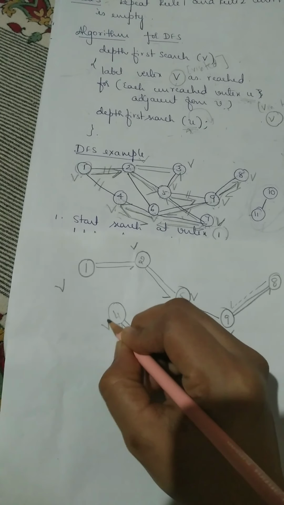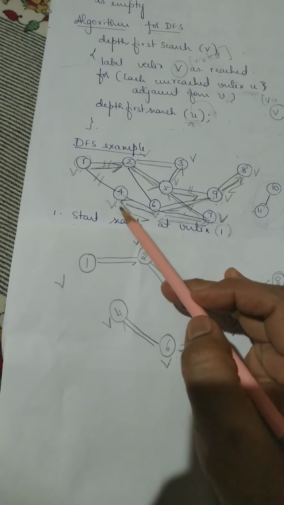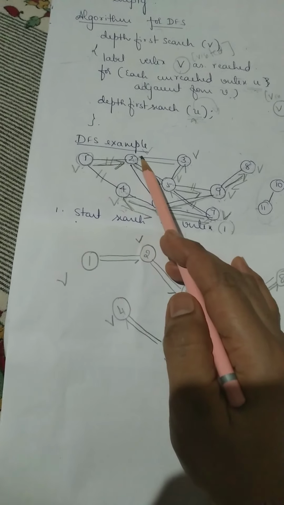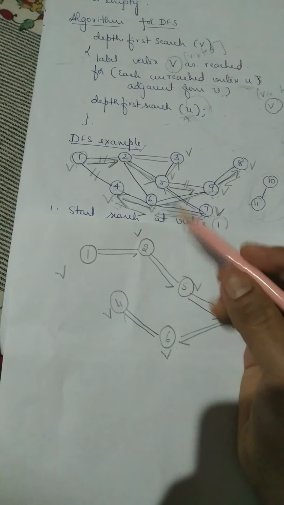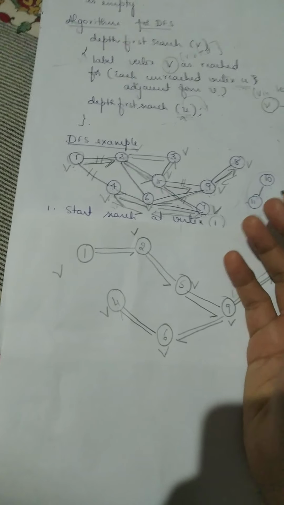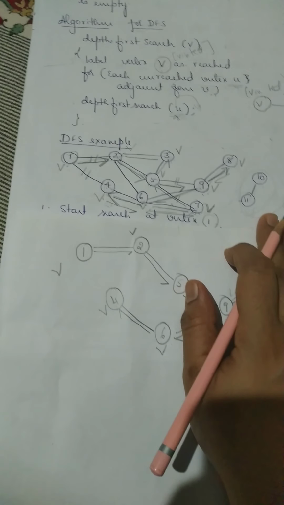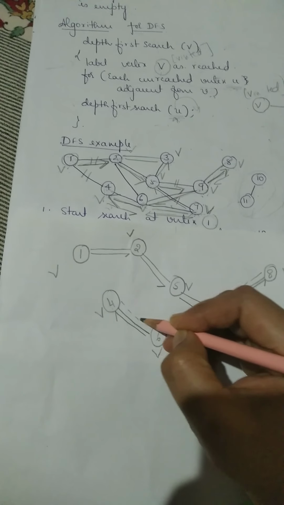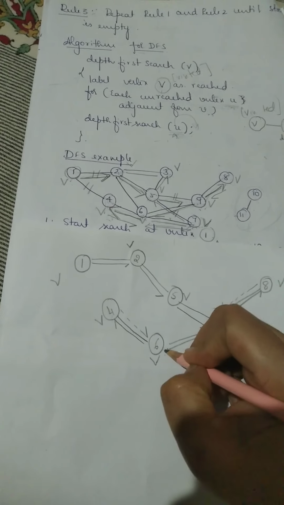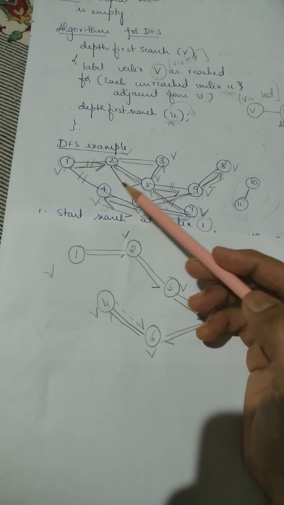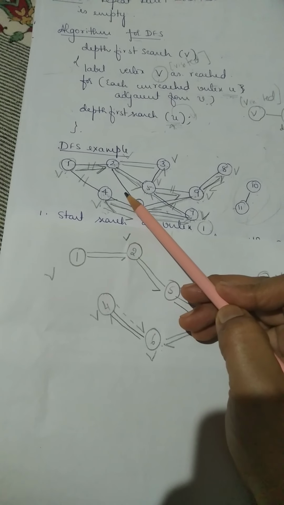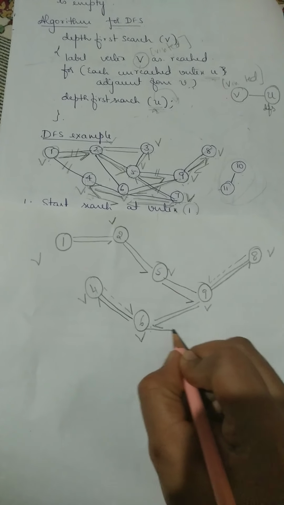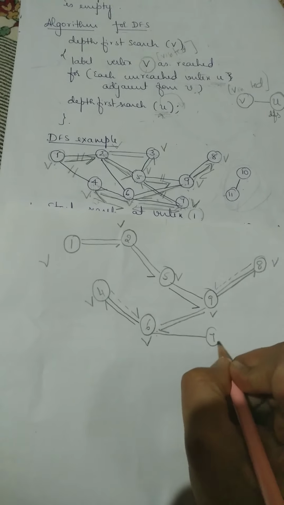This is visited. Now from 4, if I check, 1 is already visited, 2 is visited, and the next adjacent vertex is 6, which is visited. But still there are vertices which are unvisited. So backtrack to 6. From 6, 4 is visited, 2 is visited, 9 is visited. What about 7? 7 is unvisited. Go to 7.